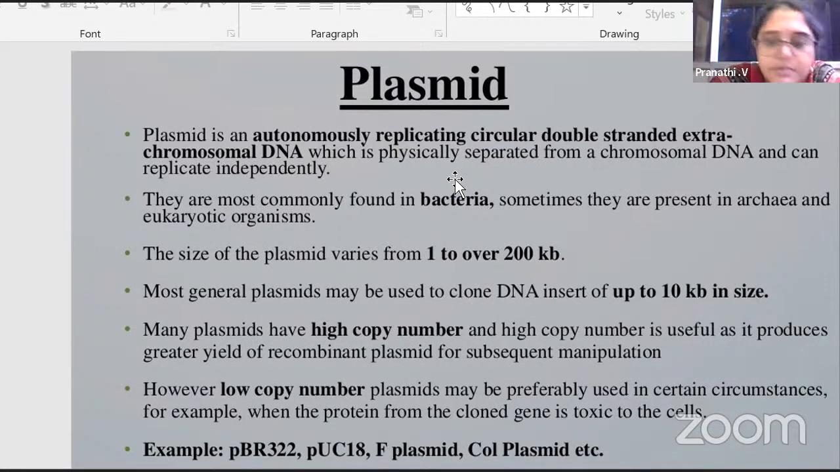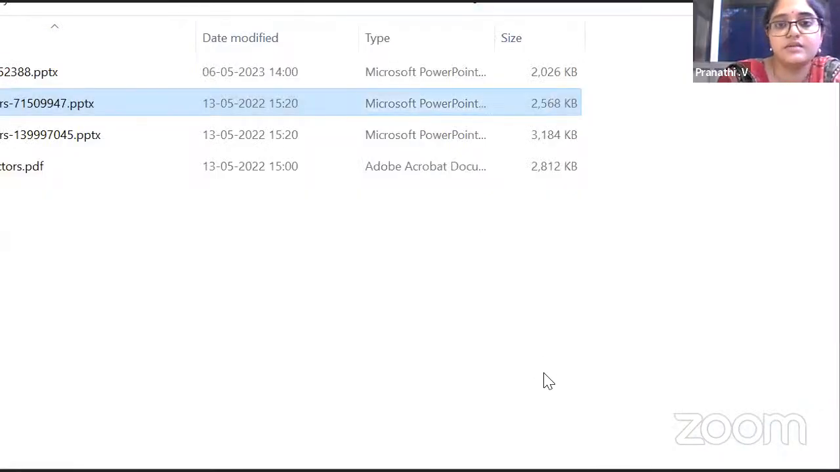Different examples of plasmids are pBR322, named for Bolivar and Rodriguez, the pUC plasmid from the University of California, the F plasmid, the Col plasmid, etc. So you can just see.